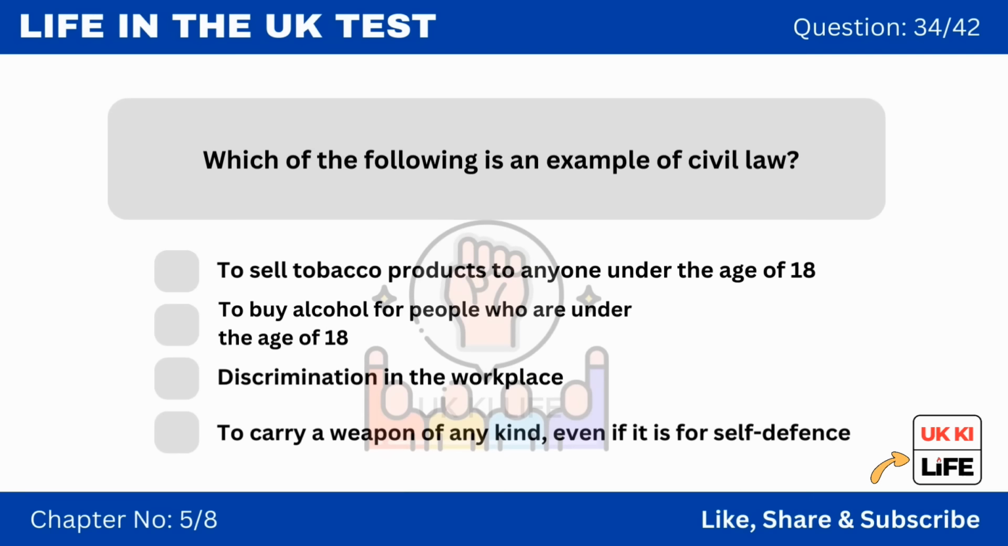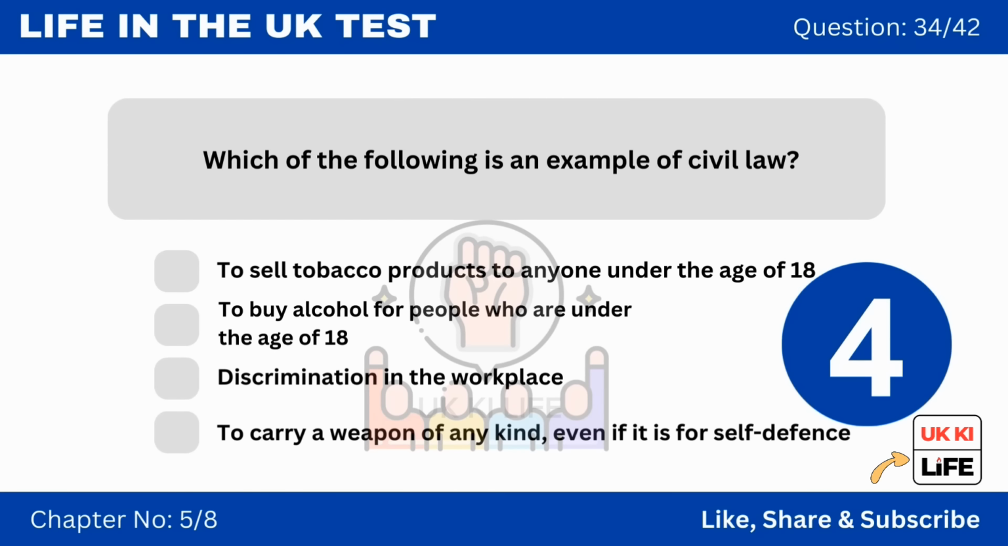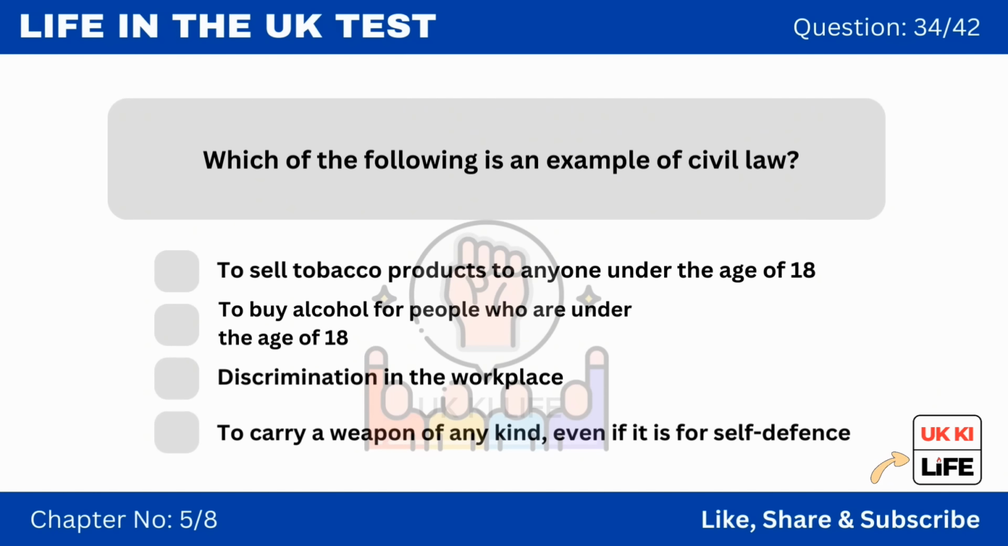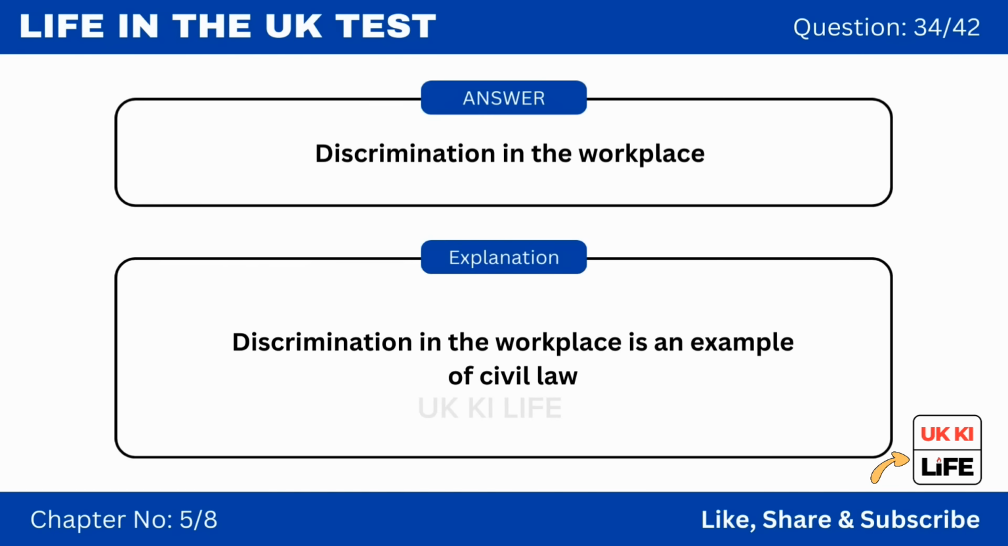Question 34. Which of the following is an example of civil law? To sell tobacco products to anyone under the age of 18. To buy alcohol for people who are under the age of 18. Discrimination in the workplace. To carry a weapon of any kind, even if it is for self-defense. The correct option is C. Explanation. Discrimination in the workplace is an example of civil law.